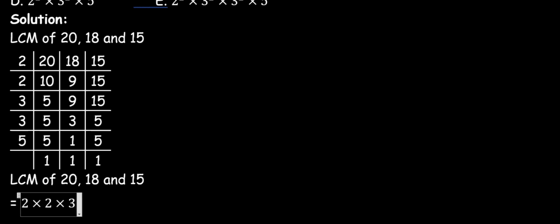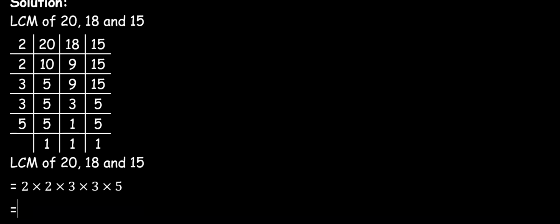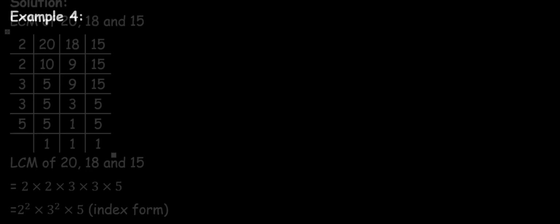times 3 times 3 times 5, which is equal to, remember our answer is supposed to be in index form, 2 raised to power 2 times 3 raised to power 2 times 5 in index form. That is what we are required to present our answer with.